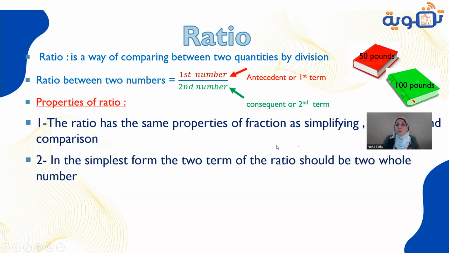In the simplest form, the terms of the ratio should be whole numbers. This means I can't put the ratio in simplest form if the two terms of the ratio are fractions. No, you must convert them to whole numbers first to put it in the simplest form.